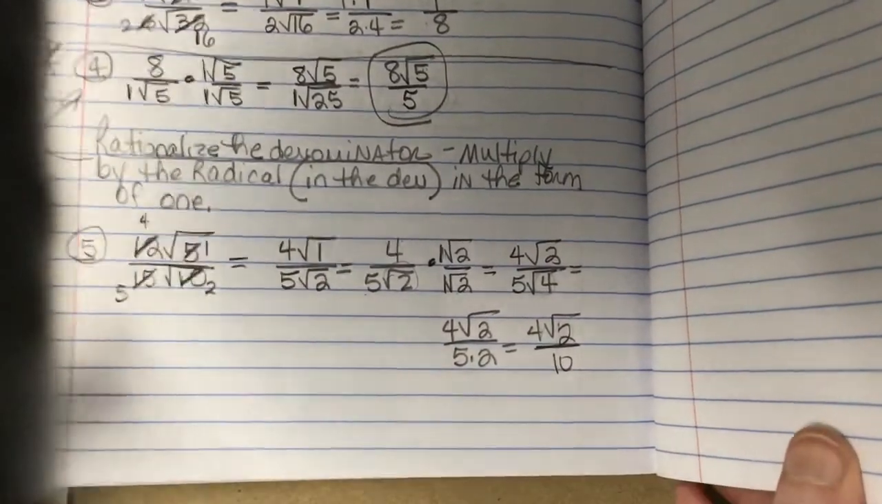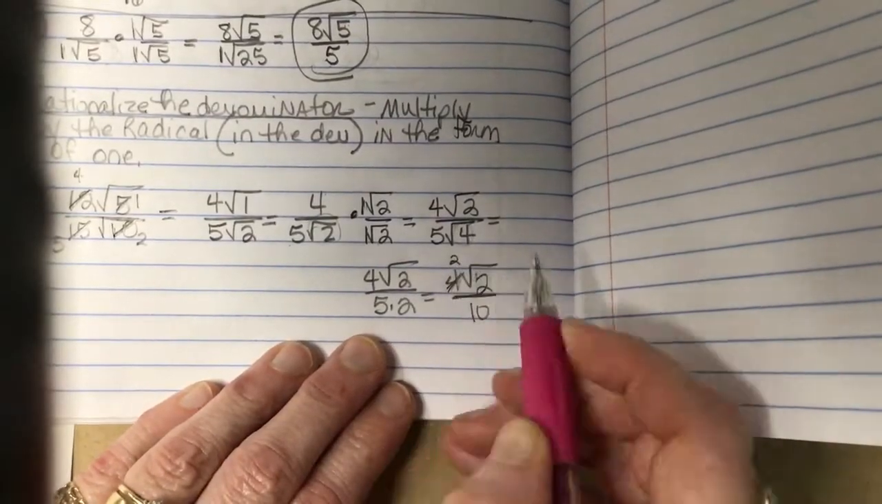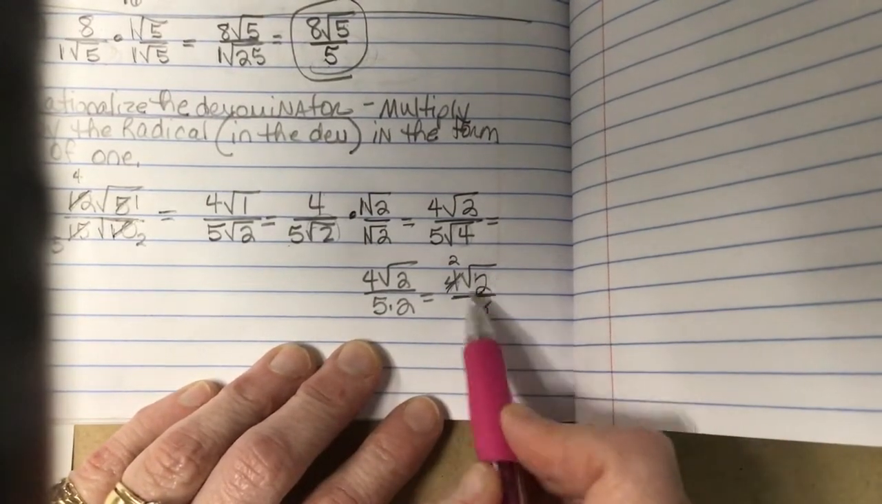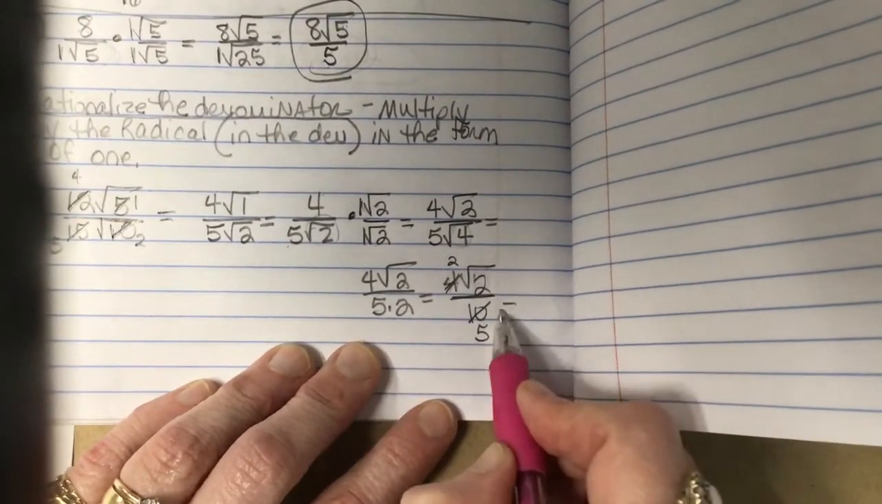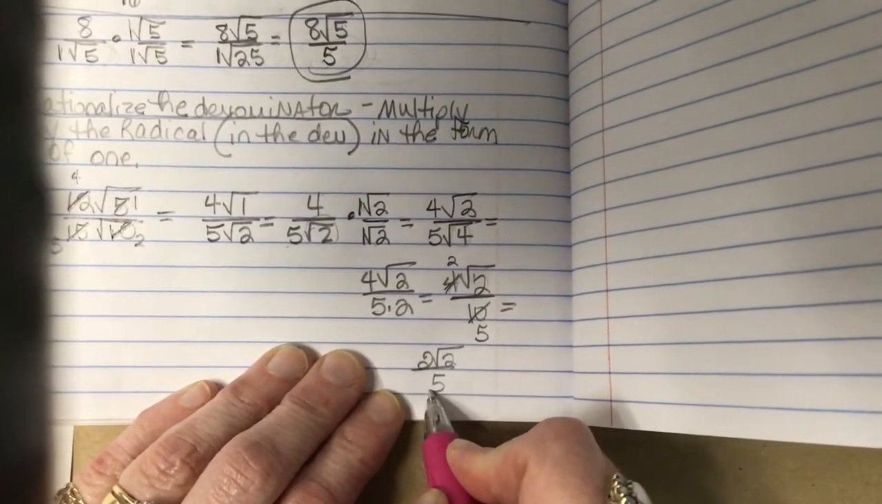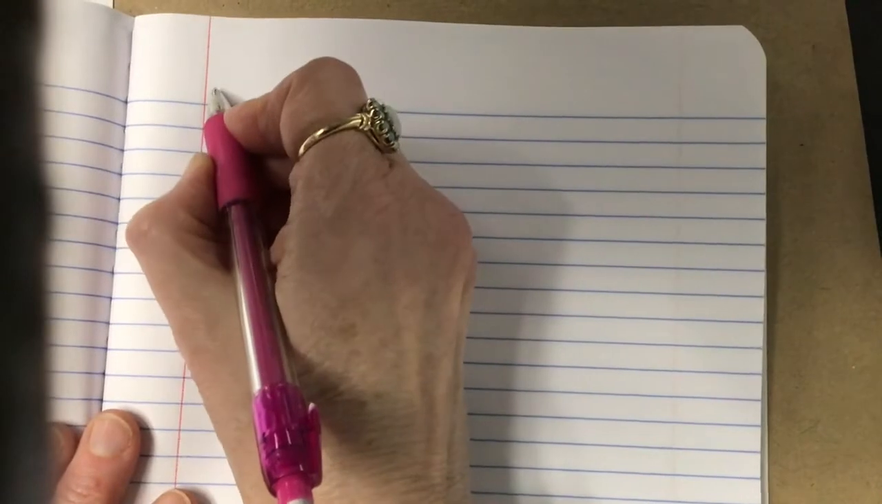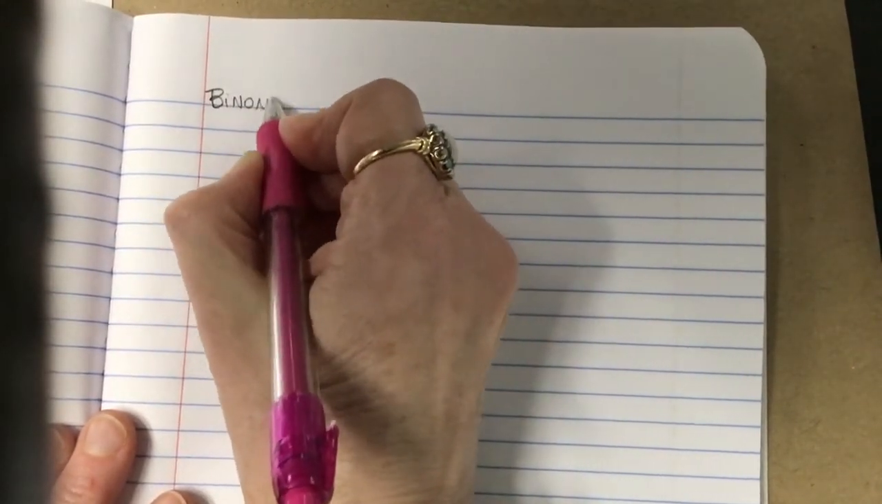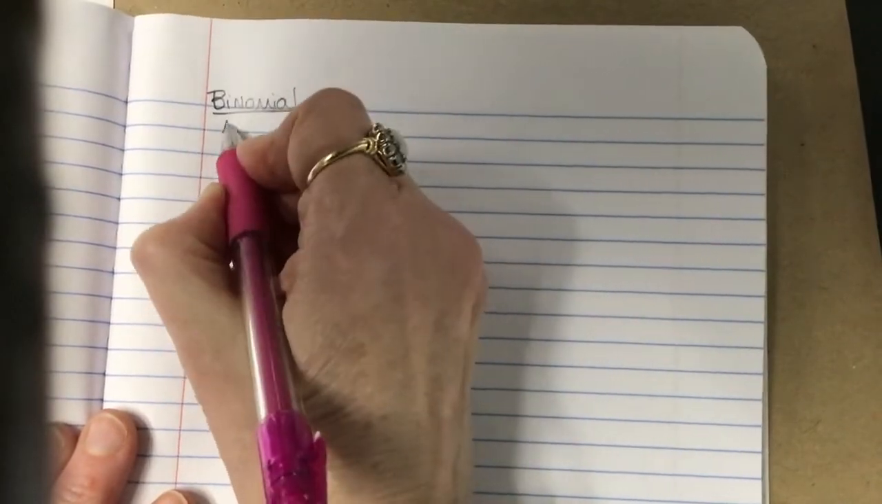Now look at your outside. So 2 goes into 4 2 times, 2 goes into 10 5 times. See, this one's inside. We didn't have it inside to cancel. So I've got 2 square root of 2 over 5, which is what we call a binomial over a monomial.